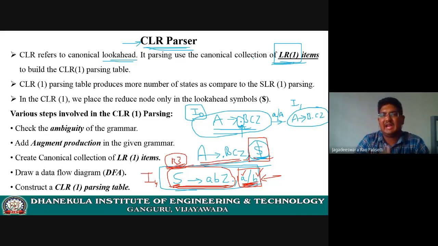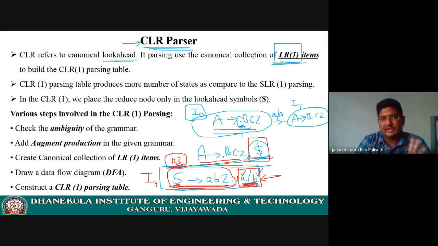But whereas here in LR(1), with the addition of the dot operator, each and every production should have a lookahead symbol. That is the difference.